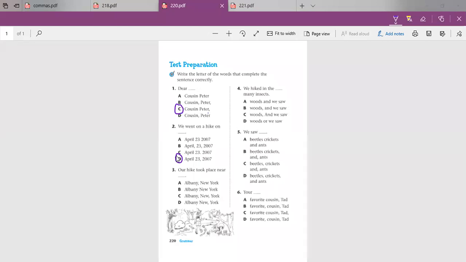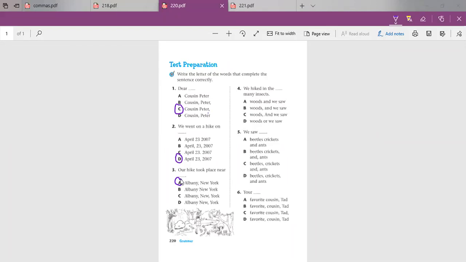No, Albany, New York is another name. Albany is the name of the area and New York is the name of the city. So option number A, Albany and New York. These will be separated because New York is another name and Albany is another place. So 2 separate places separated with a comma.